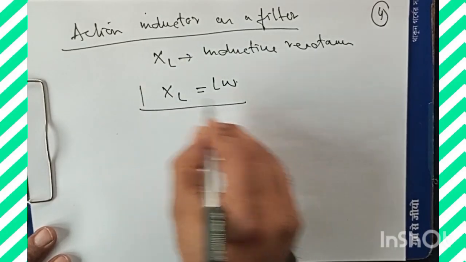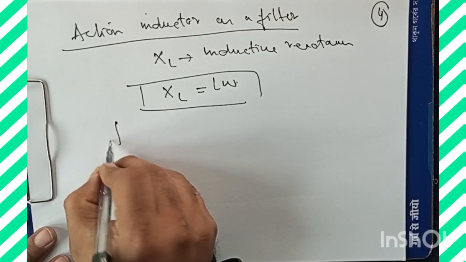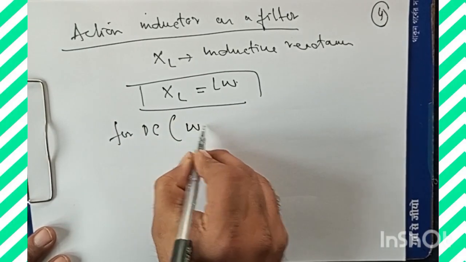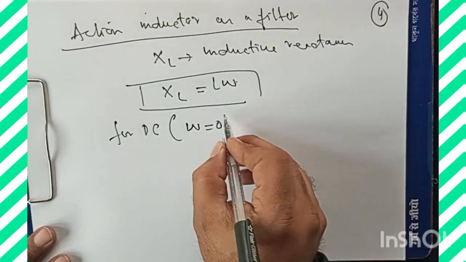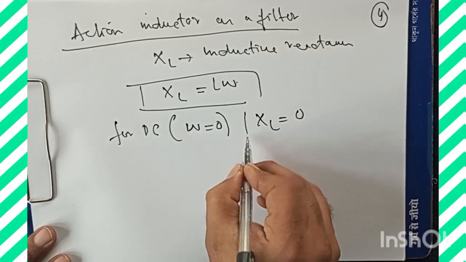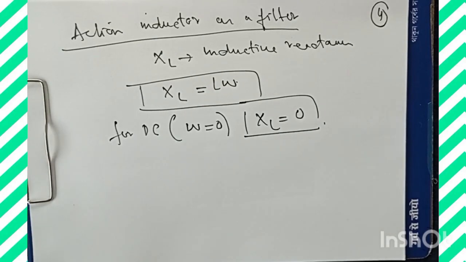Now, from this equation, we can easily understand for DC, if we talk about DC, the omega is zero. There is no angular frequency involved for DC. So for that, XL is zero, right? So this inductance will not offer any kind of resistance, any kind of opposition to the flow of DC.